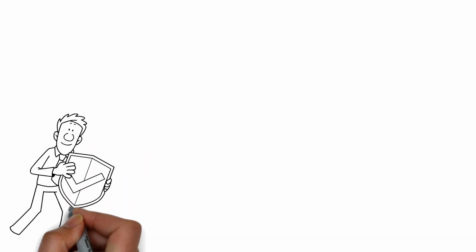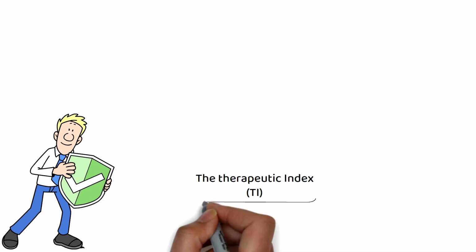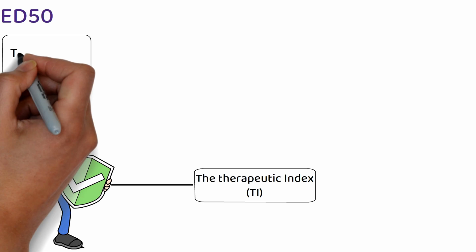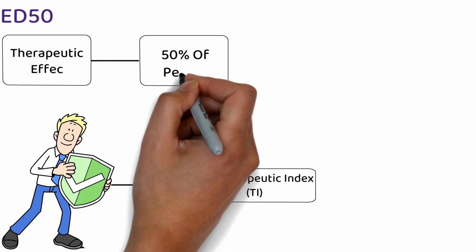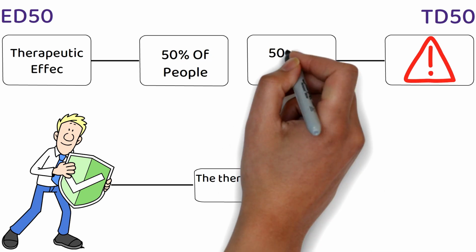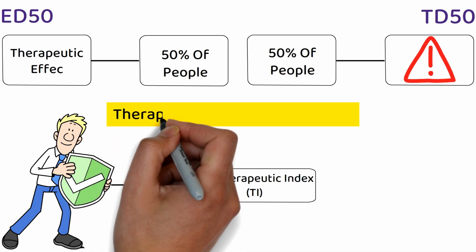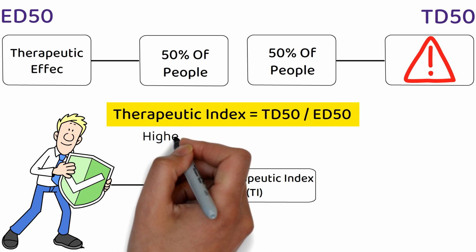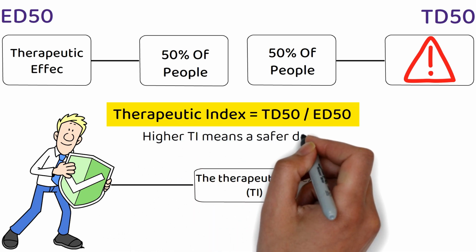Safety is everything. The therapeutic index, or TI, tells us how safe a drug is. ED50, the dose that gives a therapeutic effect in 50% of people. TD50, the dose that causes toxicity in 50% of people. TI is equal to TD50 divided by ED50. A higher TI means a safer drug.